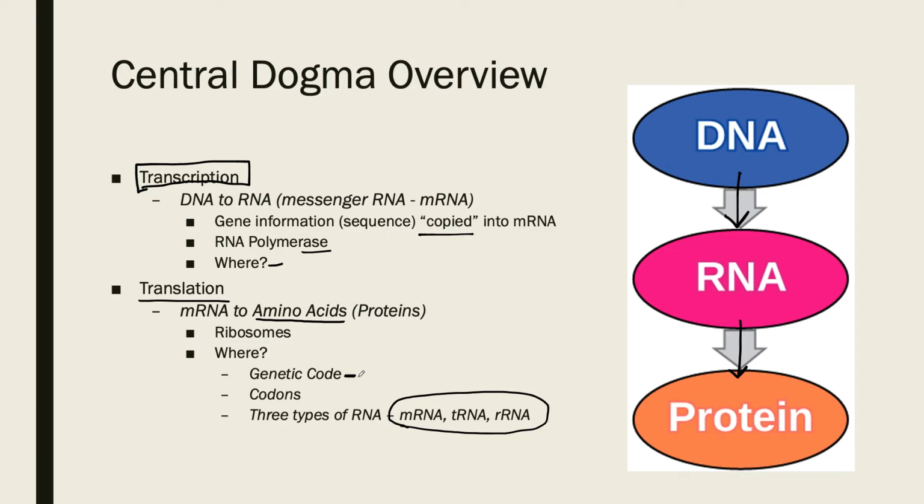But I do want to point out that the way translation happens on the ribosome is it reads the mRNA sequence in triplets or in groups of 3. And these triplets are called codons. So I'm just going to put here triplets of the mRNA nucleotides.